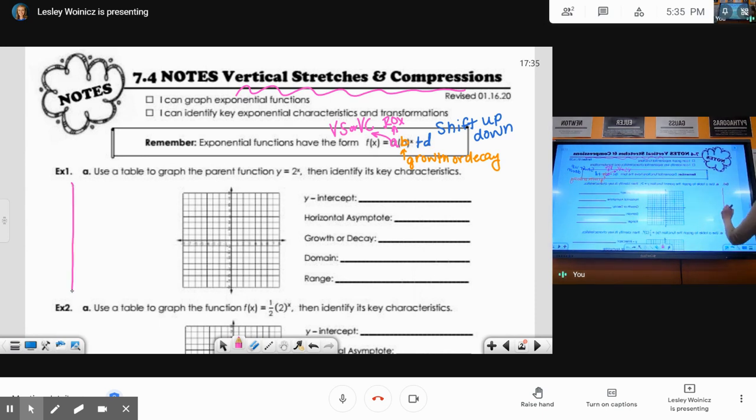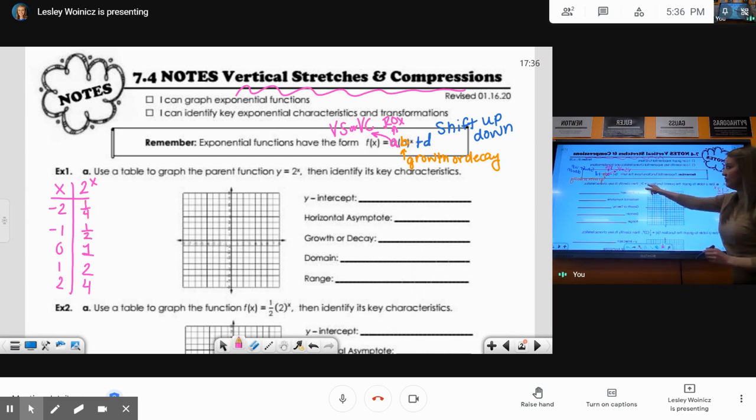So hopefully this part is review. We want x and 2 to the x. So my usual suspects are negative 2, negative 1, 0, 1, and 2. If I go too fast, pause me. This should be review, so I'm going to go through it fast. Anything to the zero power is 1, 2 to the first is 2, 2 squared is 4. Now I use my flipper powers to flip those results upside down. So that'll be 1 over 2, 1 over 4.